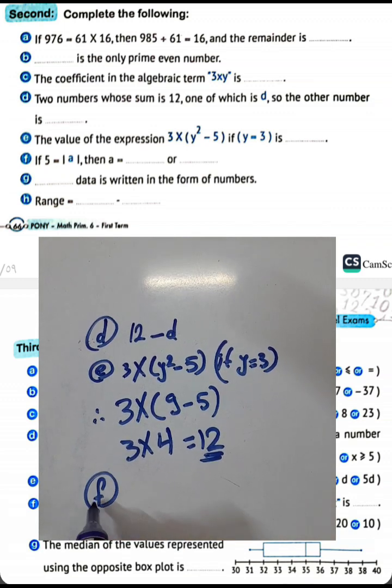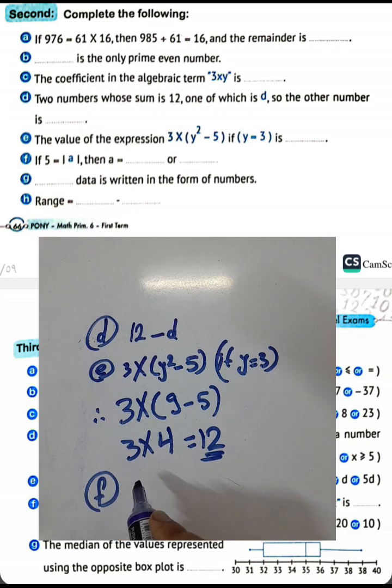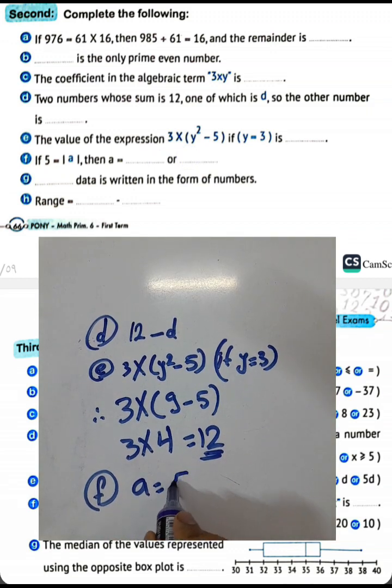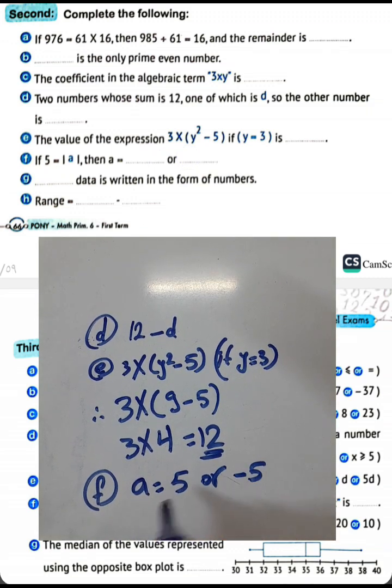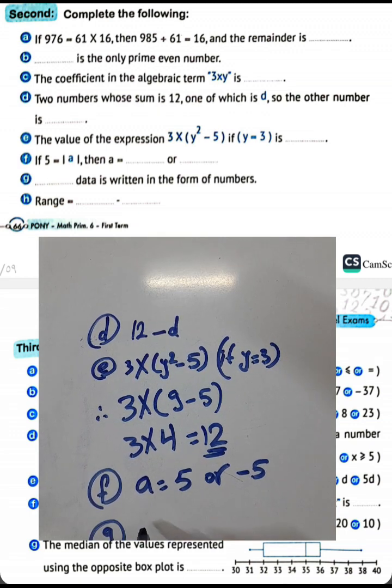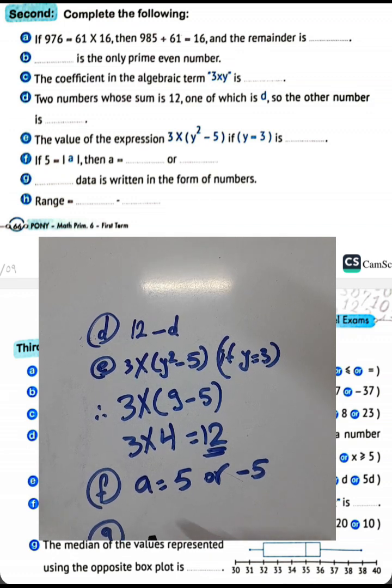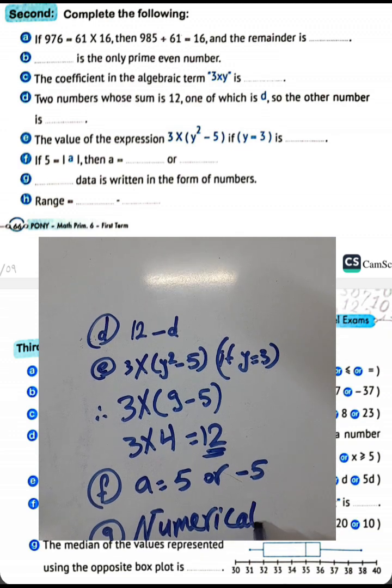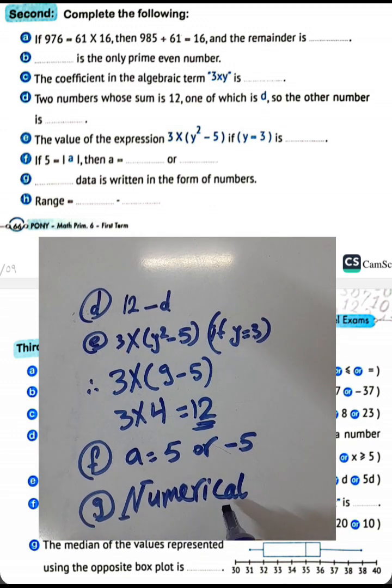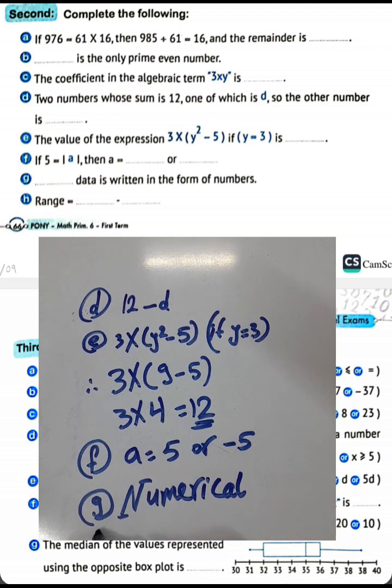Question letter F. 5 equals the absolute value of A, then A equals positive 5 or negative 5. Here it will be 5 or negative 5. Question letter G. Space data is written in the form of numbers. Numerical data is written in the form of numbers.